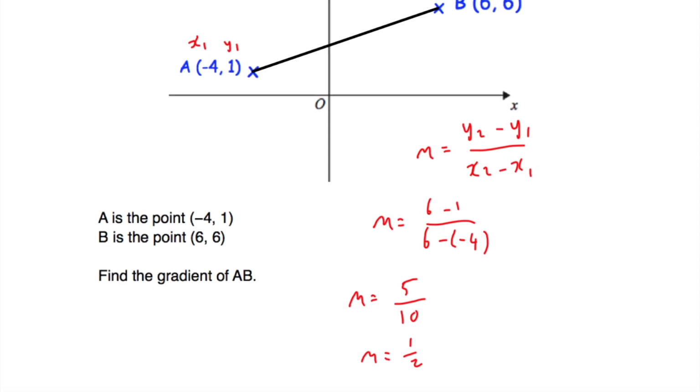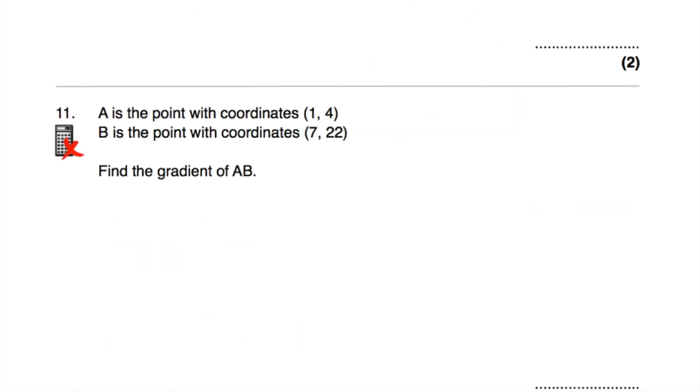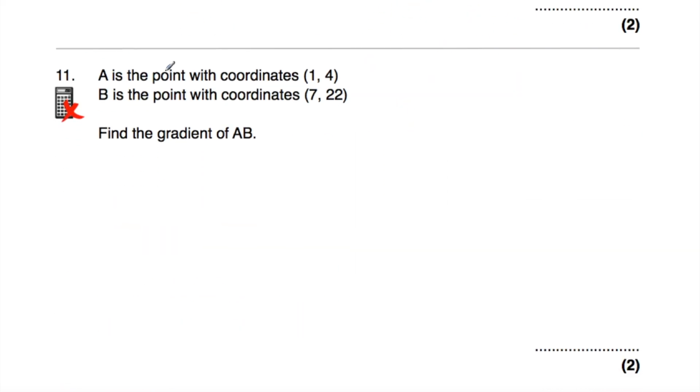Okay, let's look at our next question, question number 11. We've got the point A with coordinates 1, 4, and the point B, the point with coordinates 7, 22. And we've been asked to find the gradient of AB. Now, if I was doing this question, I would probably use the formula. I would use m is equal to y2 minus y1 over x2 minus x1.